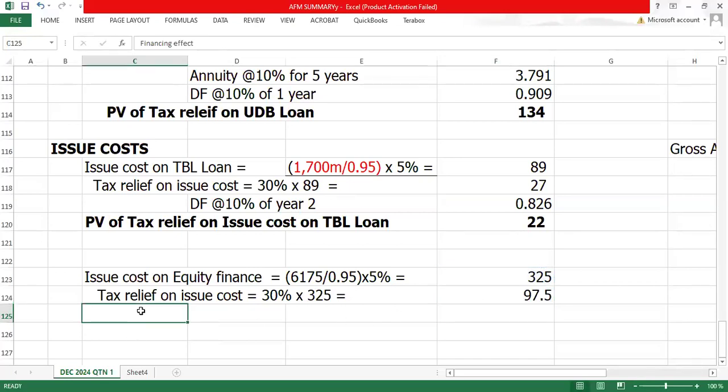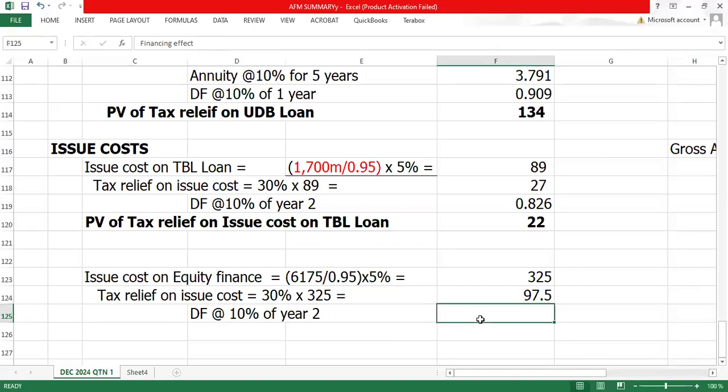So once you get this, you discount. You apply the discount factor at 10% of year what? Still year two. Here it is still year two because, as I said, for the issue cost you just look at the first period you're going to claim the tax relief. That is year two. You will start claiming the tax relief in year two. So it is still like this.